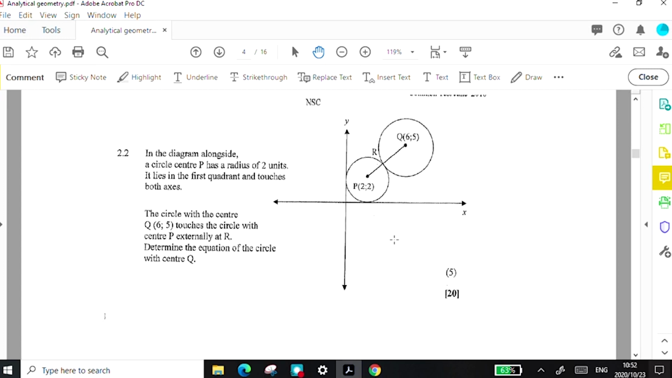And for number 2.2, we are given a diagram with a circle with center P, which has a radius of 2 units and touches the x and the y axis. The circle with the center Q touches the circle with the center P externally at R. We want to find the equation of the circle with center Q. So we want to find the equation of this circle.